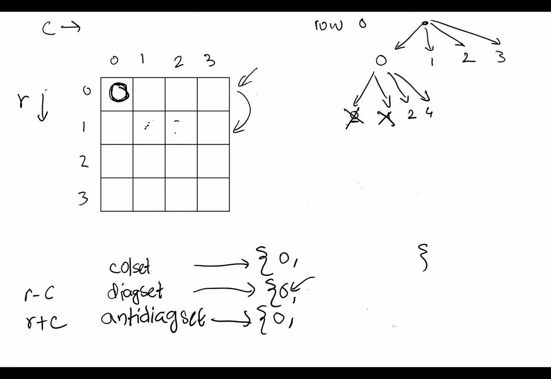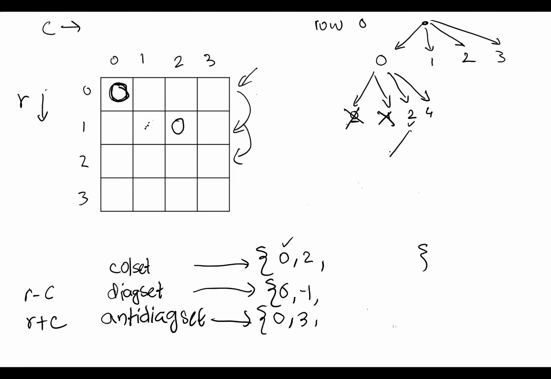Next, I try the second column. The column is fine. Row minus column is 1 minus 2, which is minus 1. Minus 1 is fine. And row plus column is 3. So all 3 are fine. That means this is a valid position. I am fine with this, right? Okay, so next, let's move to the next row.